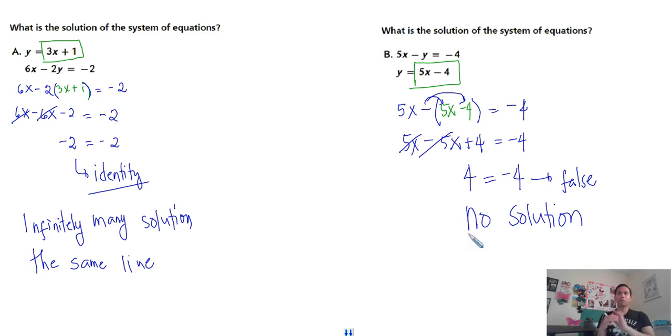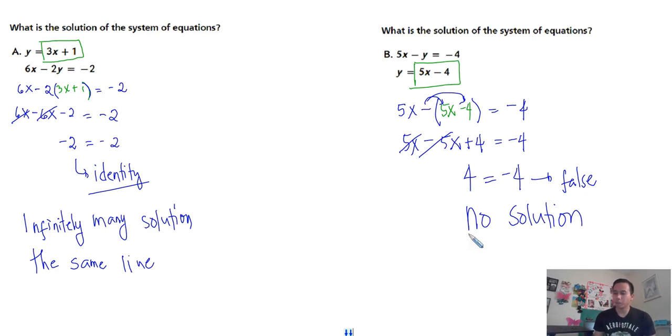Okay, so you see there are three cases. Exactly one solution, meaning the two lines intersect. Infinitely many solutions, meaning the two equations are the same. They are the same line. And the third case is it has no solution. It's a parallel line. All right.